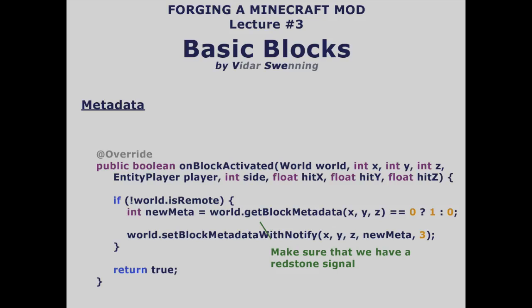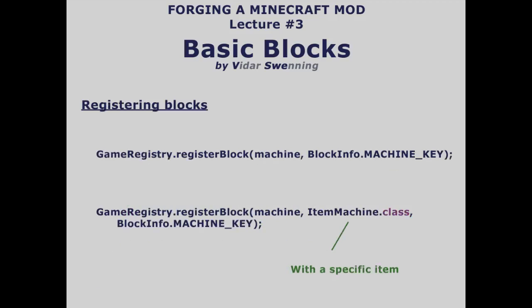Then we can register the blocks. We will have to do that, and if we just want to do it normally, we just do GameRegistry.registerBlock and then the block and a key name. While if we want to give it a specific item, we do the block, the class of the item, and then the key name. And observe that we shouldn't create a new instance of the ItemMachine. That's going to be handled when we register it. So do not create your own instance of the item itself. We create a new instance of the block and then we give it the class like so.